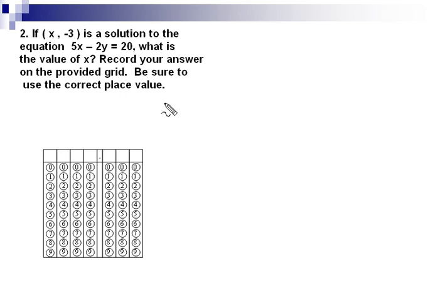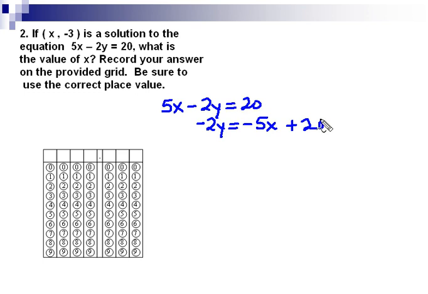So begin by rewriting your equation, 5x minus 2y equals 20, and solve for y. To do that, we will begin by moving the 5x over. So we get negative 2y equals negative 5x plus 20. Now we need to divide each term by negative 2. Let's simplify and get y equals 5 halves x minus 10.